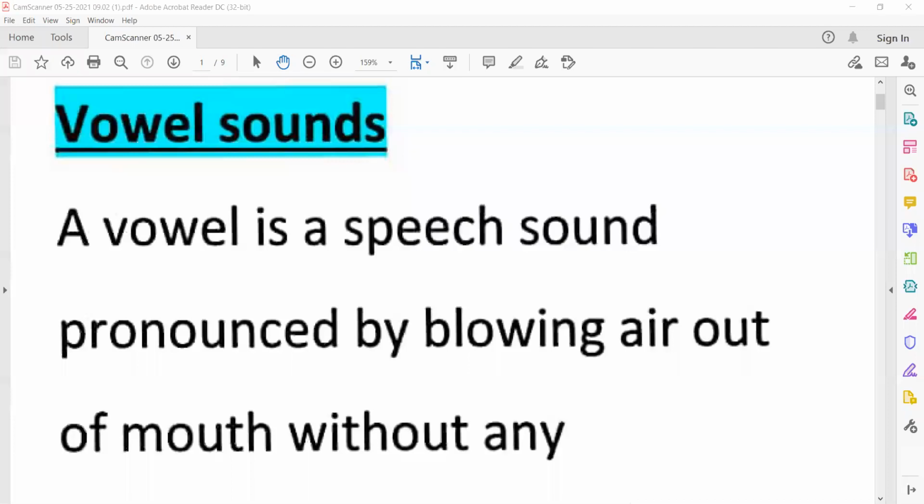Okay, children, our topic today is vowel sounds. Be attentive, okay? Now let me tell you what vowel sounds are. A vowel is a speech sound pronounced by blowing air out of the mouth without any obstruction in the vocal tract. A vowel is a speech sound.